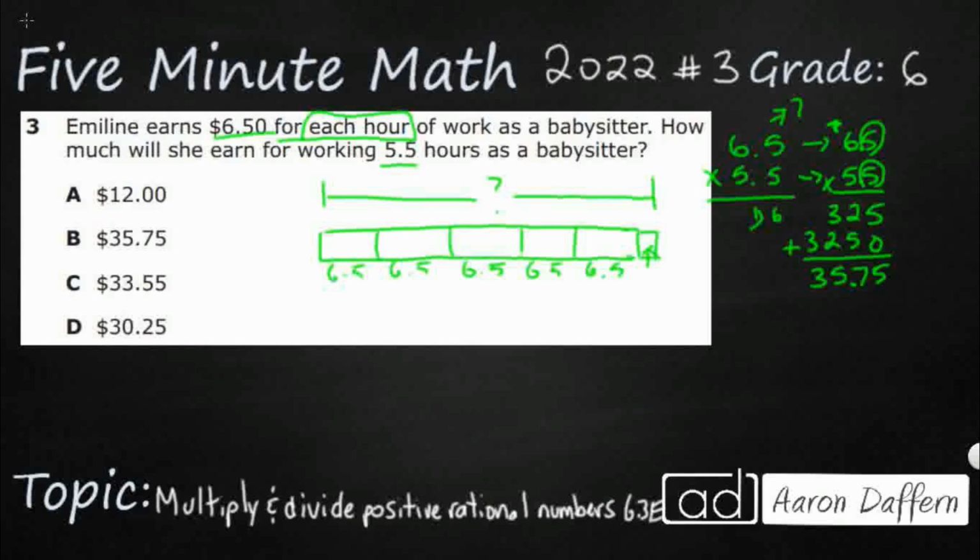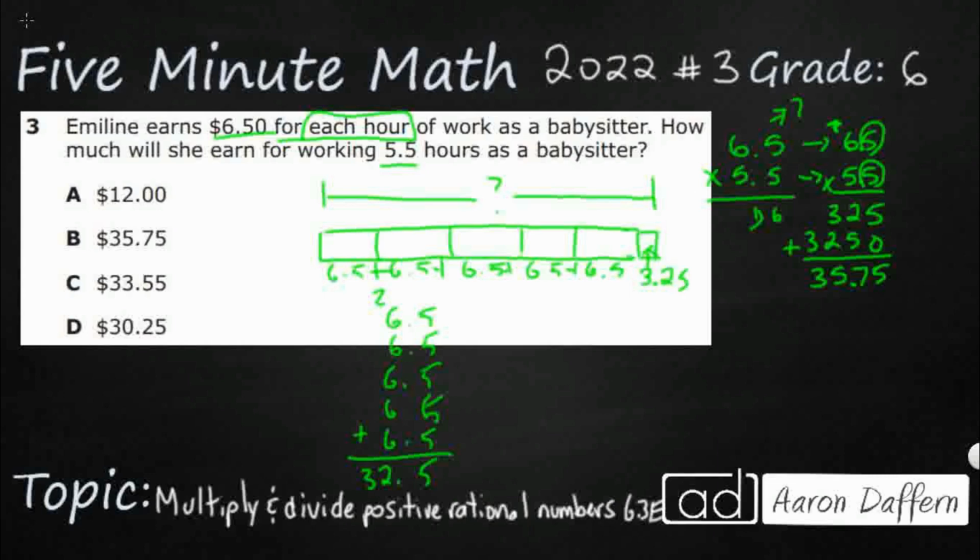Now, if we wanted to do it this other way right here, if we wanted to add these up, how could we do that? Well, we could do 6.5 5 times. If we really wanted to, 5, 10, 15, 20, 25. And that's going to be 32.5. And then I have to figure out what this half one is. Well, half of 6 is going to be 3. Half of 5 is going to be 2.5.